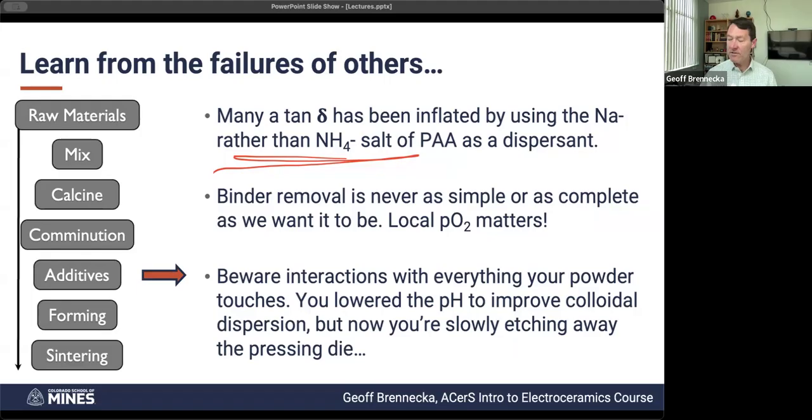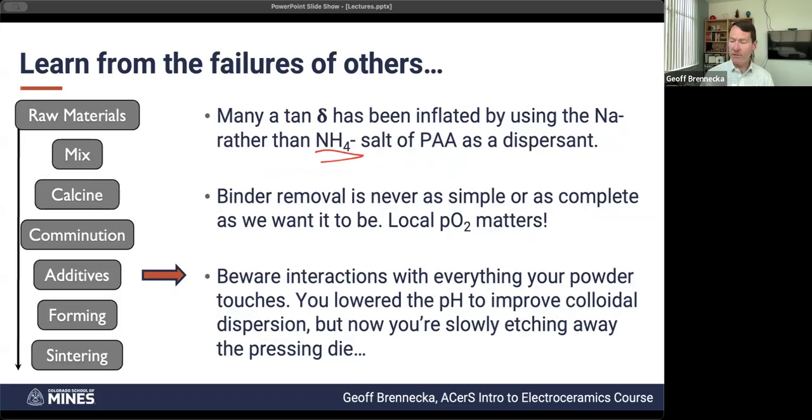And if you use the sodium salt, great. You just doped your sample with sodium. If that doesn't affect your properties, no big deal. But if you're making a barium titanate capacitor that's really sensitive to the sodium concentration, maybe your dispersant is the reason that this batch is way different than that batch. So keep in mind that whatever you're throwing in your dispersant and your binder is going to end up in your sample. And that's why the ammonium version is nice, because it goes away as a gas, but then you've got to deal with ammonia.